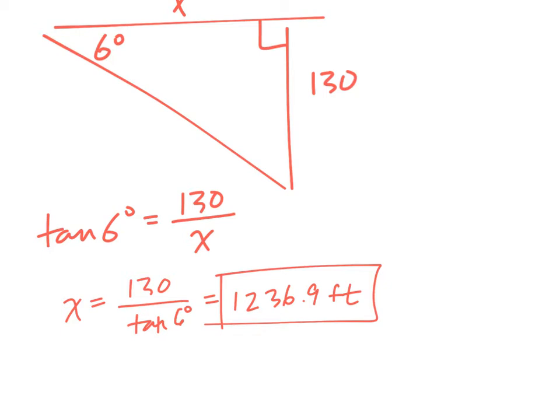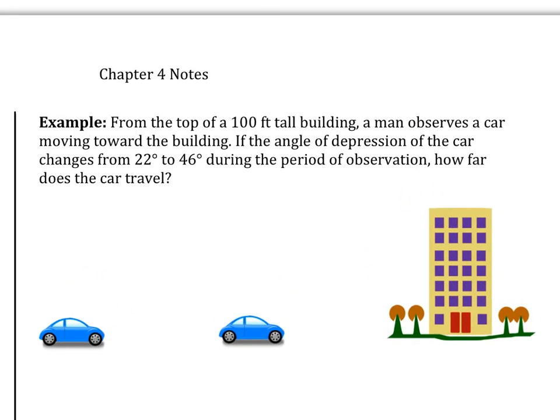All right, we're gonna try another one with angle of depression. Hopefully we have better success this time. Okay, from the top of a 100-feet tall building, I'm gonna label this for you, 100. So the sky is on the top. Let's say the height is negligible. A man observes a car moving toward the building. If the angle of depression of the car changes from 22 to 46 during the period of observation, how far does the car travel? Let's say how far is x.